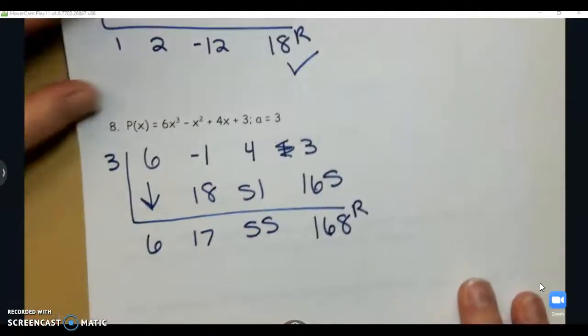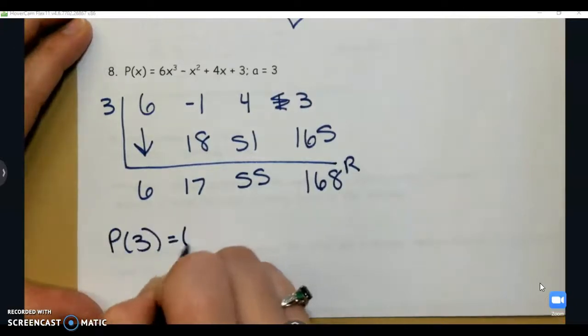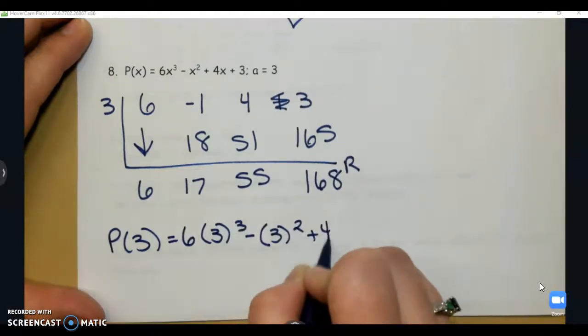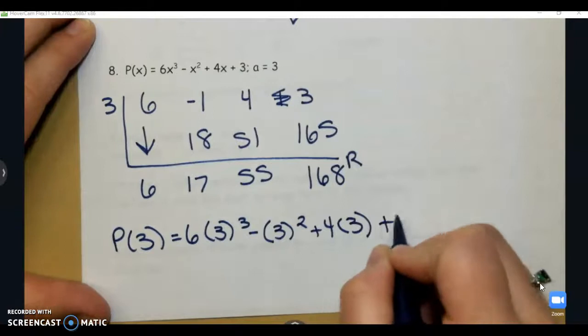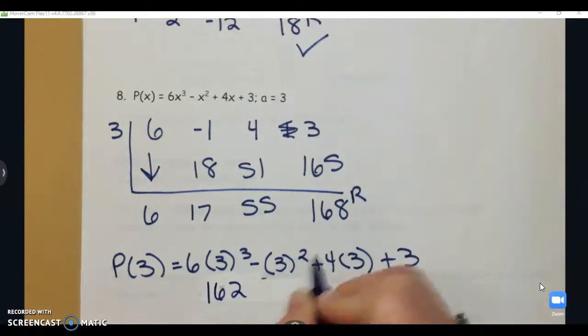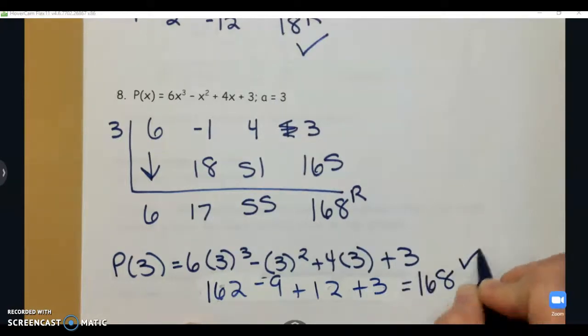So let's check that. If I plug 3 into my function here, p of 3, 6 times 3 cubed minus 6 squared plus 4 times 3 plus 3. What that's going to get me is 3 cubed is 27. 27 times 6 is, well, let me type it in my calculator, 162. 3 squared is 9. 4 times 3 is 12 plus 3. So 162 minus 9 plus 12 plus 3 does indeed give us 168.